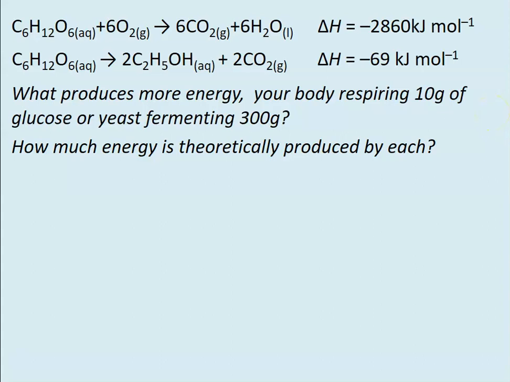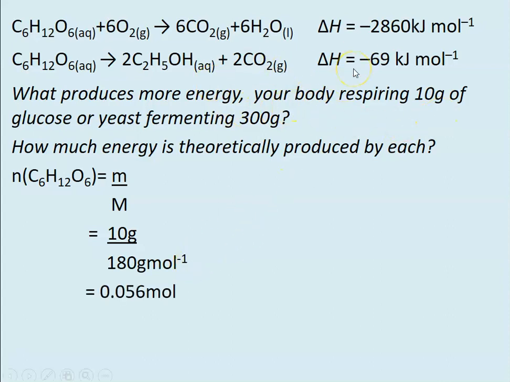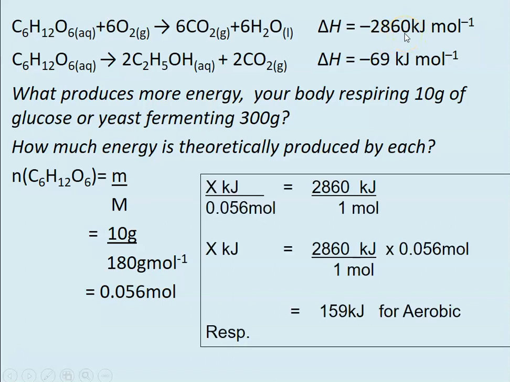How much energy is theoretically produced by each if these reactions went to completion? So we need to turn our masses into moles in order to relate. These are both a 1-to-1, so in order to relate the amount of kilojoules for 1 mole, we need to work out the number of kilojoules for the number of moles that we're given. So we need to turn the 10 grams into 0.056 moles and then relate that to the 2,860. So how much energy if you have that many moles, when we know that 2,860 kilojoules is produced from 1 mole of glucose? So in our ratio, the moles cancel and you're left with the amount of kilojoules for aerobic respiration. So 159 for the first one.